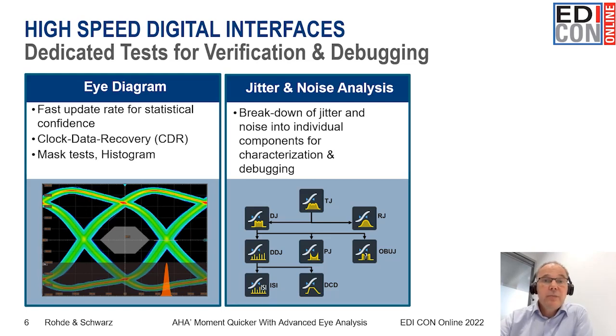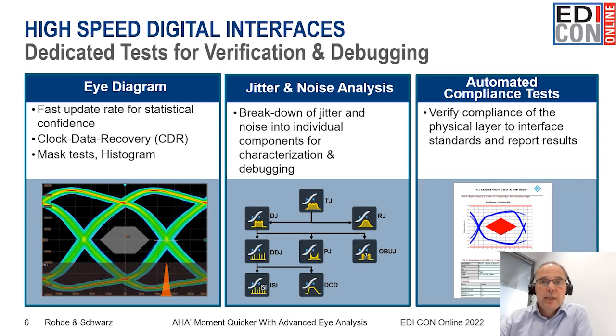A second step would be to try to analyze in detail what the sources of my noise and my jitter are, and therefore you might also use an advanced jitter and noise analysis where you break down the individual jitter and noise components, and then you can conclude on potential error sources. And last but not least, I also would like to mention compliance testing. If I have an interface like USB, I also might want to do some compliance testing towards the standard. Is my signal compliant to the standard? But for today, I would like to focus on eye diagram analysis.